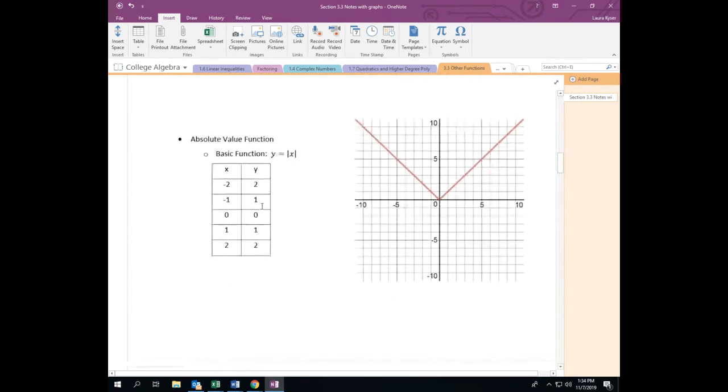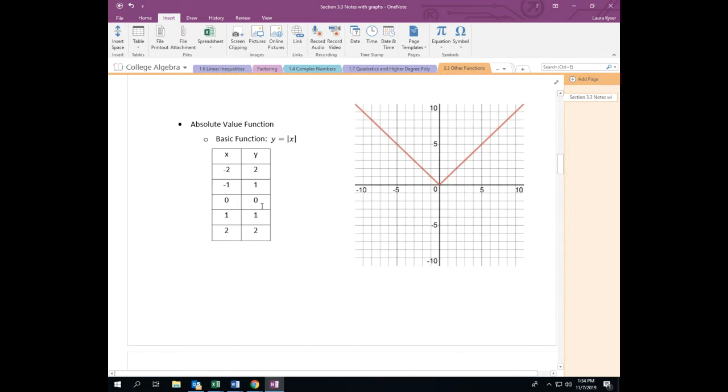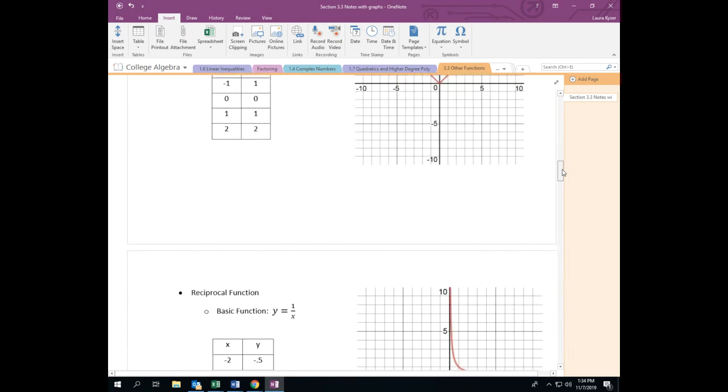And then we have the absolute value function, which I did discuss in section 3.2, I believe. I drew a quick picture of this just so that you could see it, but there's the table, all of the x values. You take the absolute value of to get the y value, which creates a V shape. So these are just some of the basic graphs, which are also referred to as parent graphs.